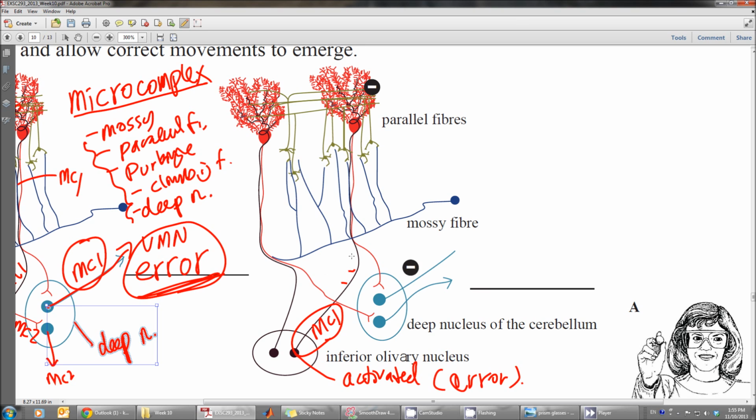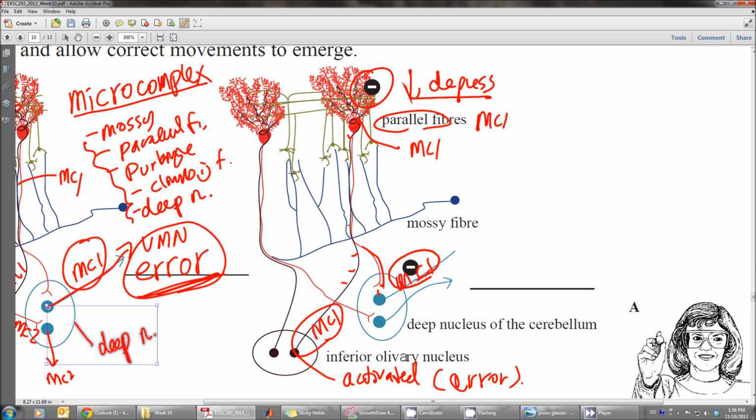And once the action potential travels up, it will depress or inhibit the synapse between the parallel fibers of MC1 and the Purkinje cell of microcomplex 1. And as a result, the microcomplex 1 deep nuclei will be suppressed. So it will no longer be active, which means the output to the upper motor neuron will be suppressed. And meanwhile, other microcomplexes will be activated to try out different types of movement.